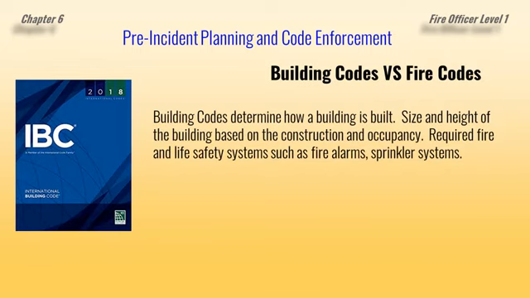The size and height of the building is based on the construction and the occupancy. Remember we talked about occupancy earlier. And the requirement for fire and life safety systems, such as fire alarms and sprinkler systems. This all comes out of the building code when a new building is going to be built.